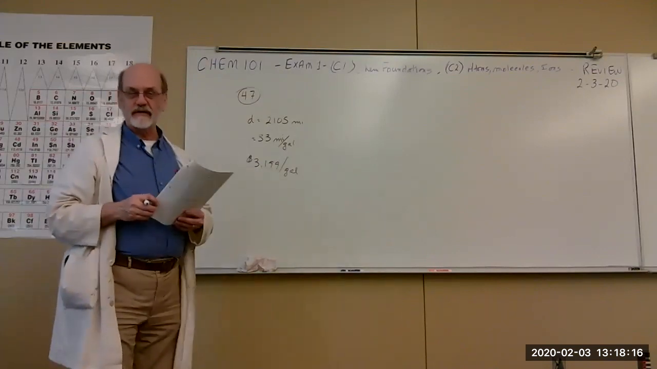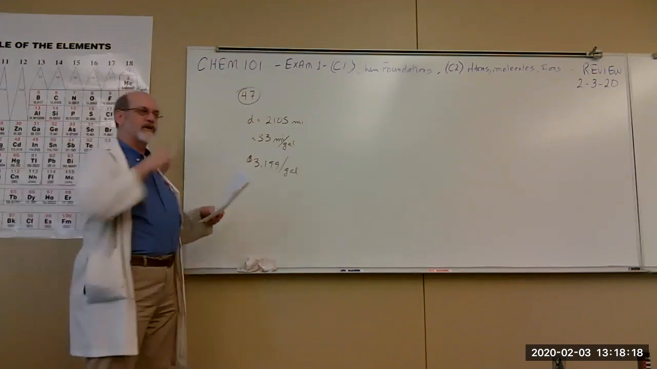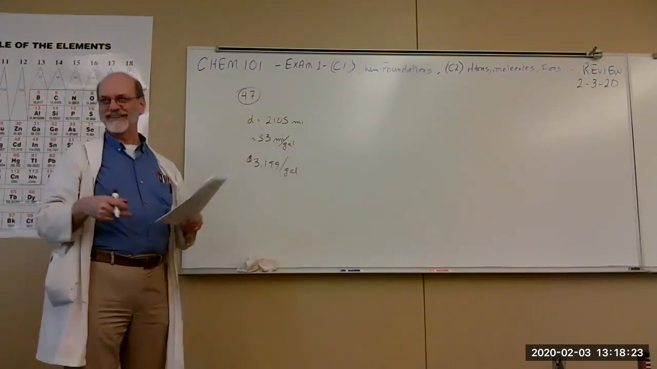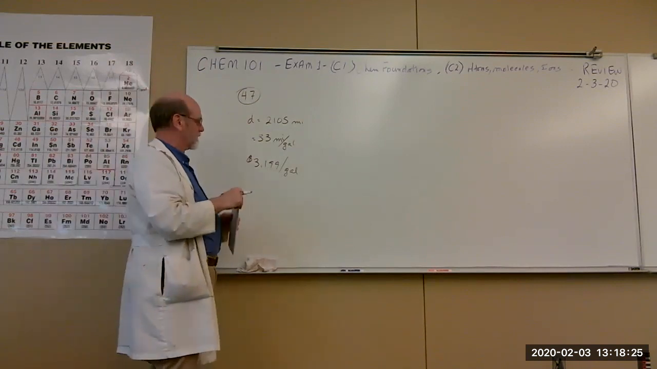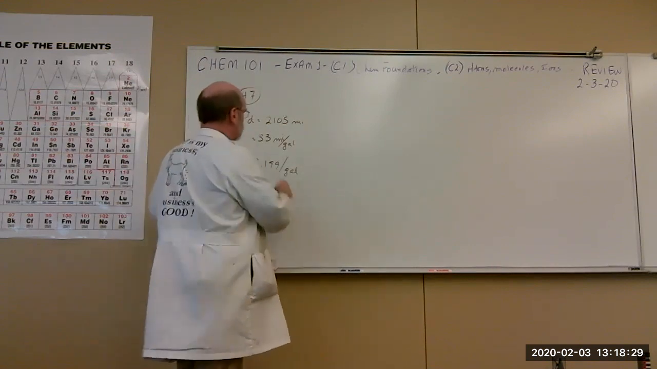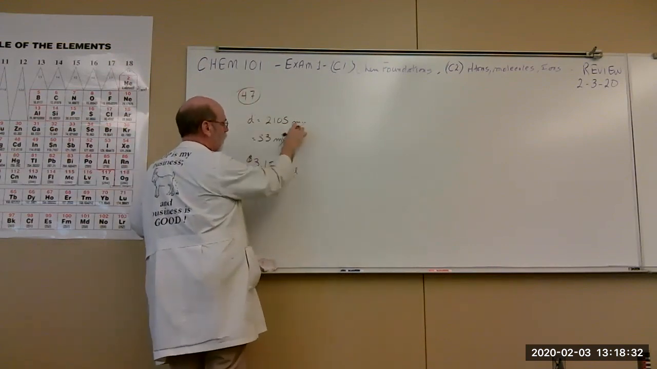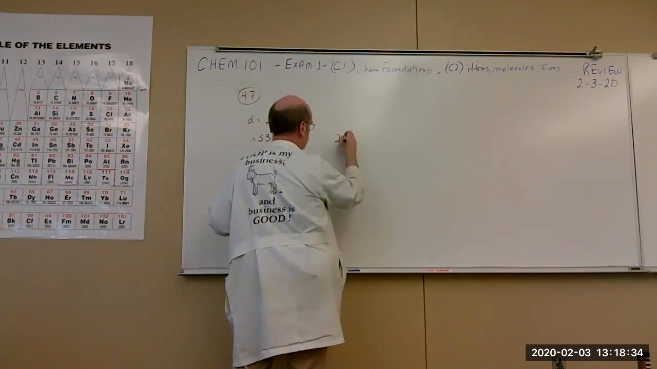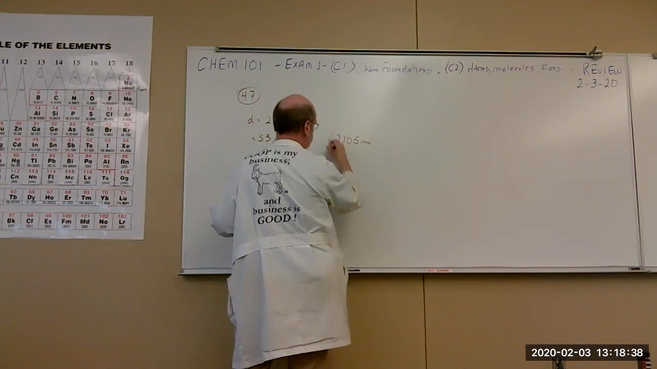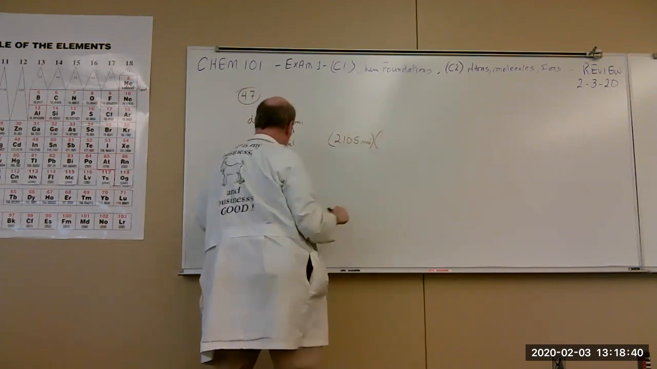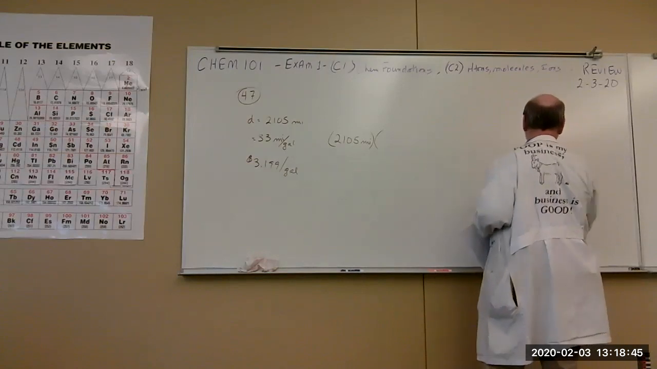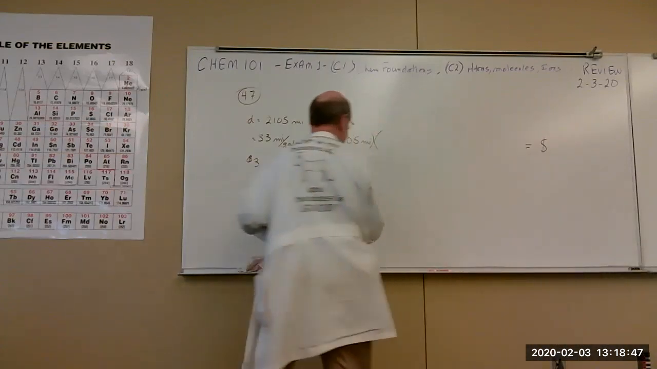So the question says, just how much would it cost to get from here to there? It doesn't assume that you're coming back. Maybe you like it there and want to stay. So it's just a one-way trip. So if we start with, we got to go this far, that many miles. We want to end up with the cost. Right? How much money?